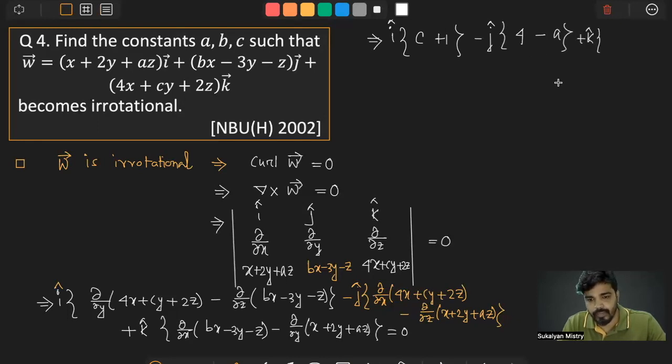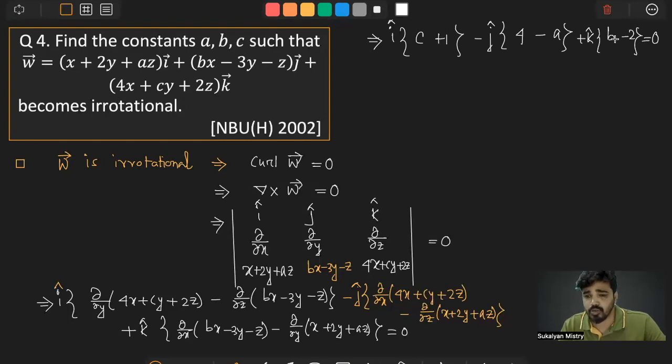Plus k. The partial derivative with respect to x: y and z are constant, so this is 0, this is 0, so ultimately b. Taking the derivative with respect to y, x and z are constant, so this is 0, this is 2, so minus 2. So that equals 0. So 0 means the 0 vector.